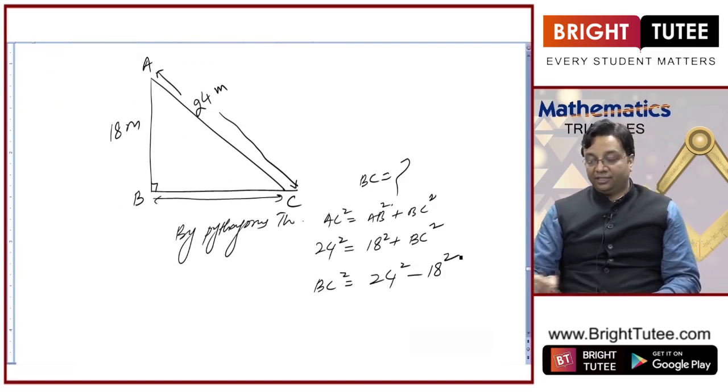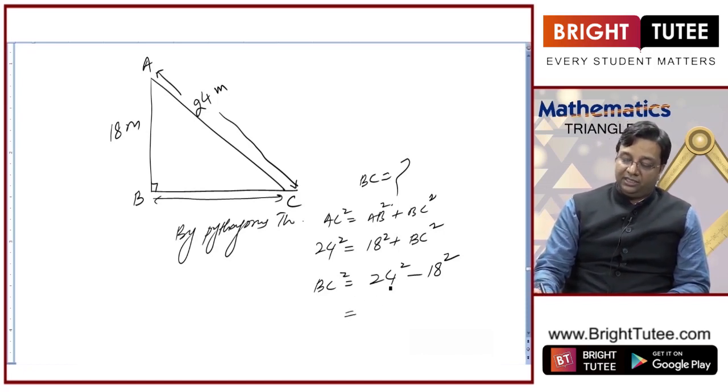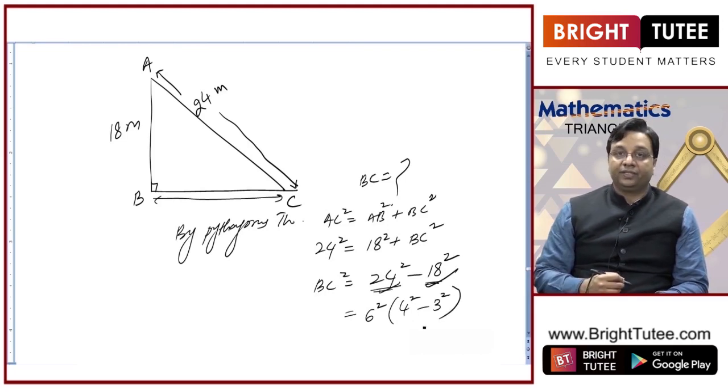It is recommended that you memorize the squares up to 25. Even if you don't, in these questions you should always try to take something common. So in these two I can take 6 square as common. From here I will have 4 square and from here I will have 3 square. You can check it yourself.